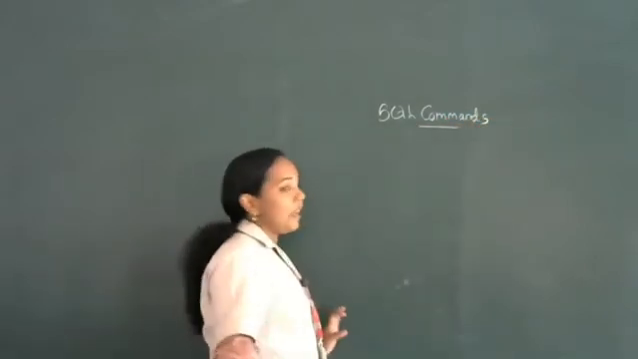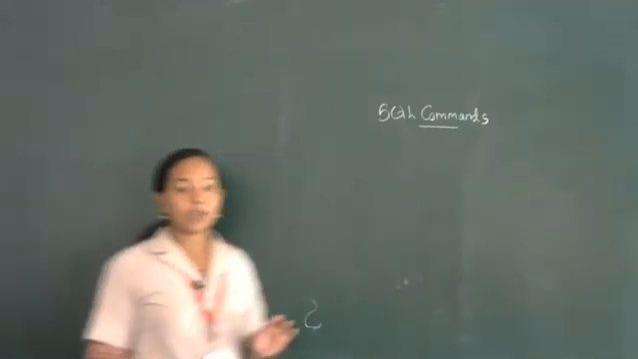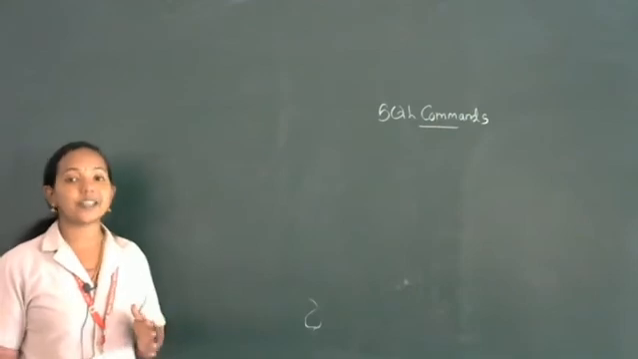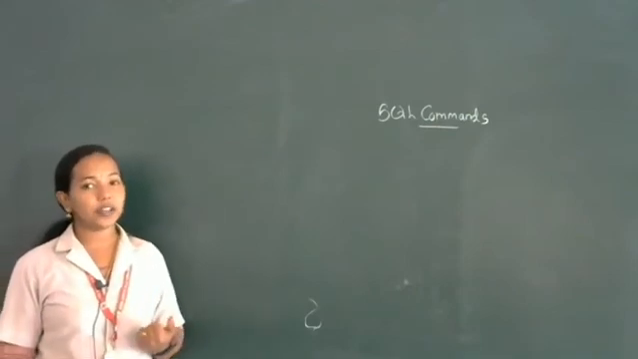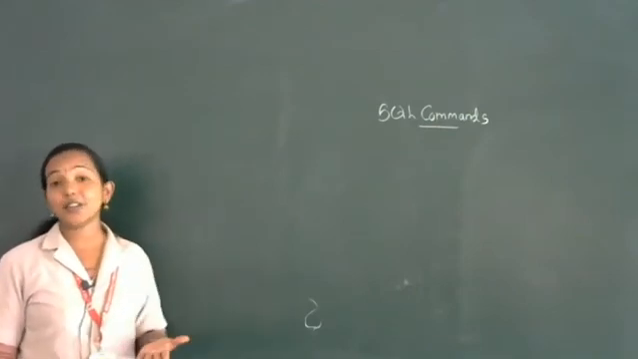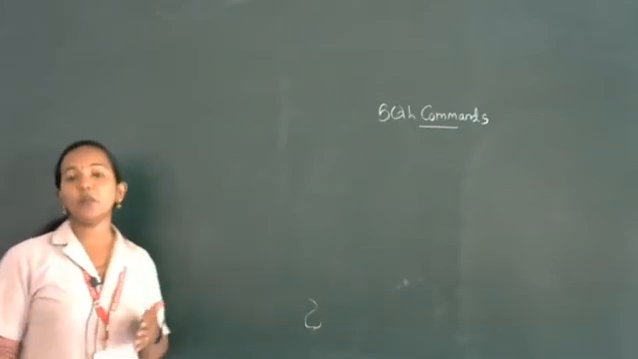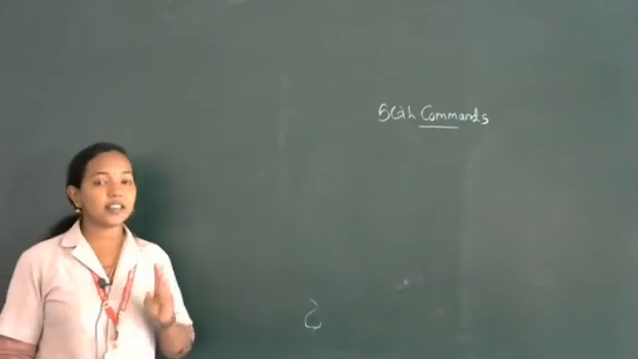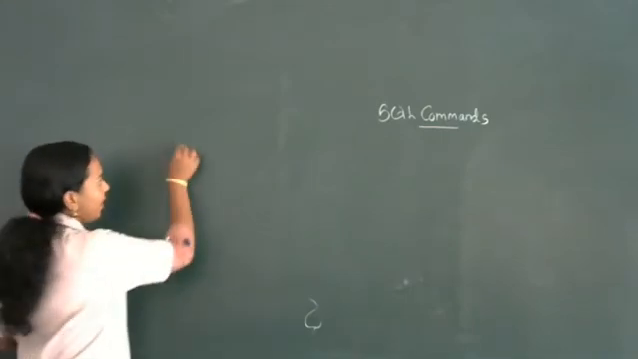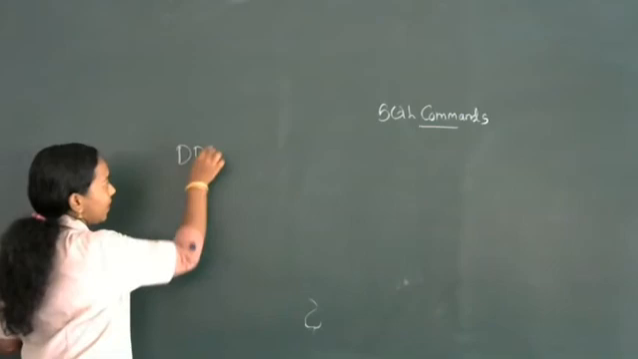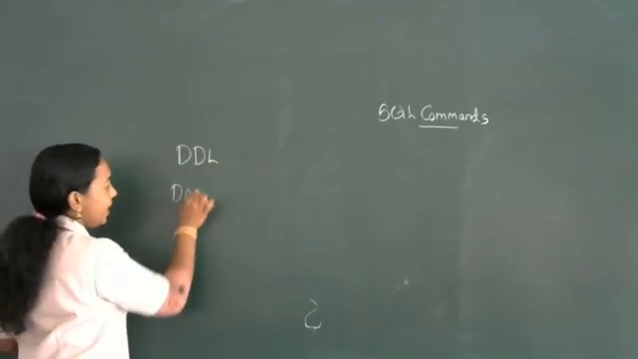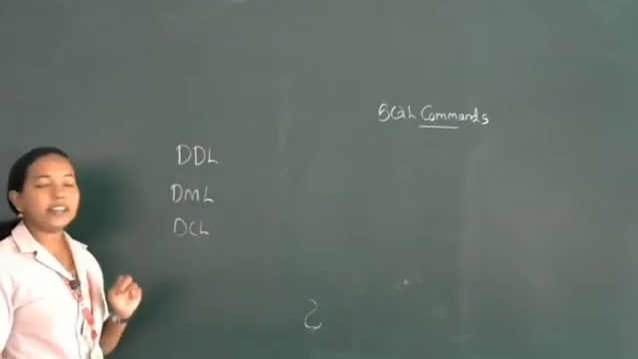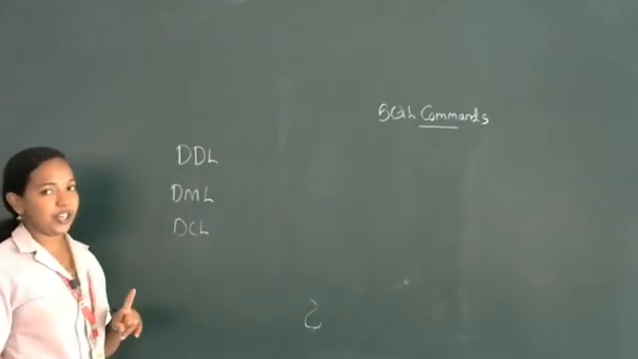MySQL is a query language, and it is used for creating a database. We can insert values into the database, we can modify data, so whatever operation we want to perform. We already discussed three components of SQL: DDL, DML and DCL. What does DDL indicate? Data definition language.